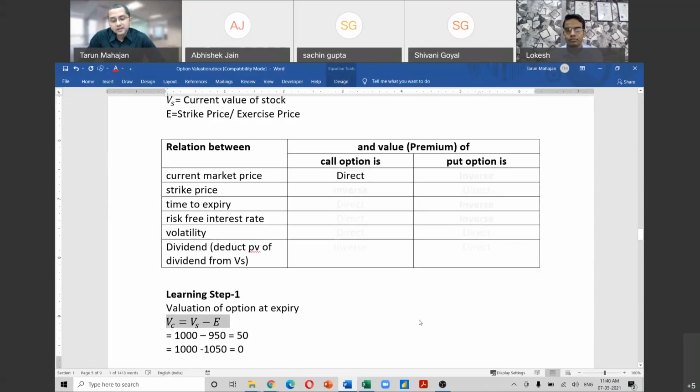What happens to VC if E, the strike price, increases? You choose a higher strike price.